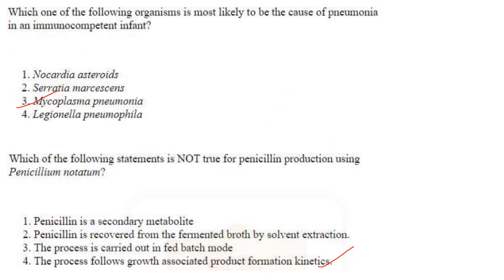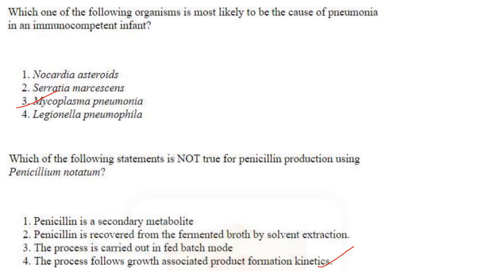Then next one. Which one of the following organisms is most likely to be the cause of pneumonia in an immunocompetent infant? So for an immunocompetent infant, it is Mycoplasma pneumoniae. Answer is option 3.